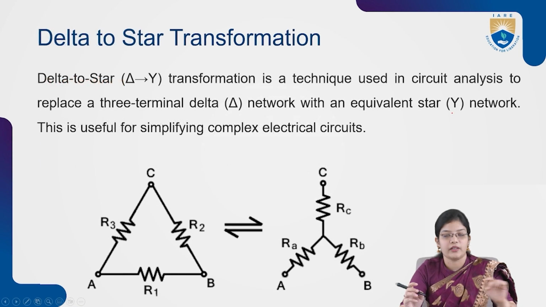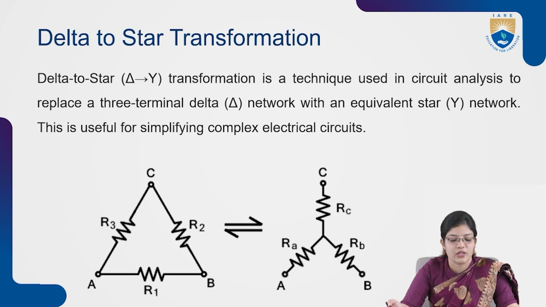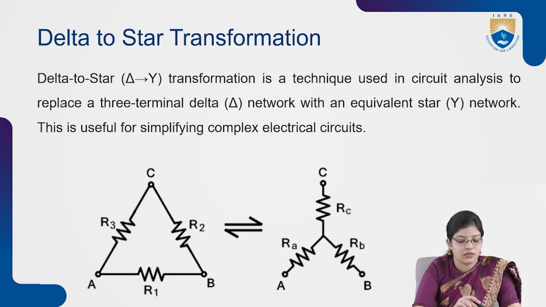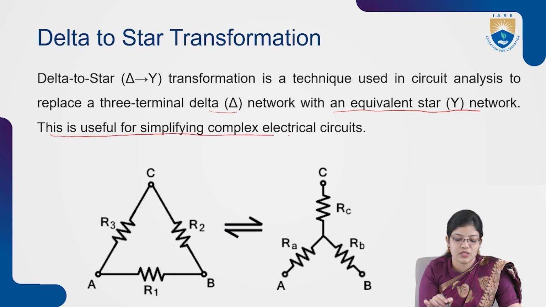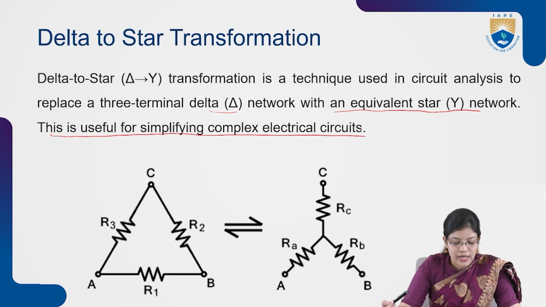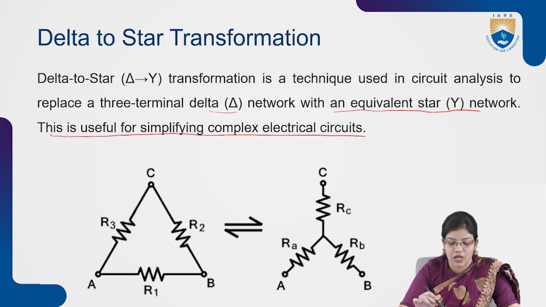So next, going to the delta to star transformation. This transformation is also used to simplify complex networks. So the definition is given as delta to star. Delta is denoted with the delta symbol, and the symbol of star is Y. The transformation is a technique used in circuit analysis to replace the three-terminal delta network with an equivalent star network. This is useful for simplifying complex electrical circuits. In the previous part, we have seen how to convert star to delta. In this, we are going to learn how to convert delta to star.